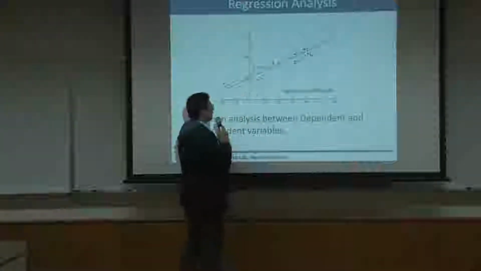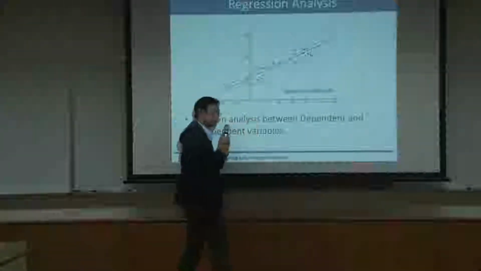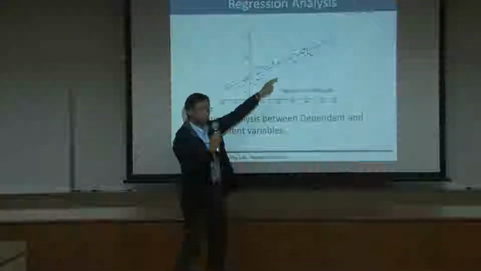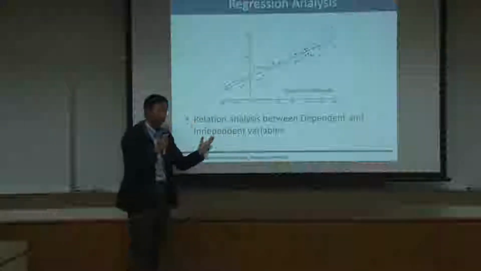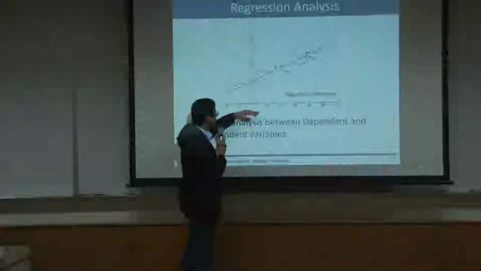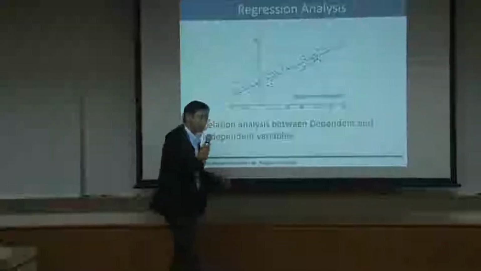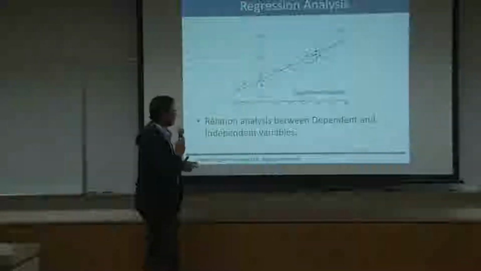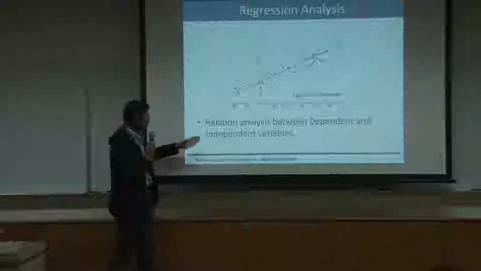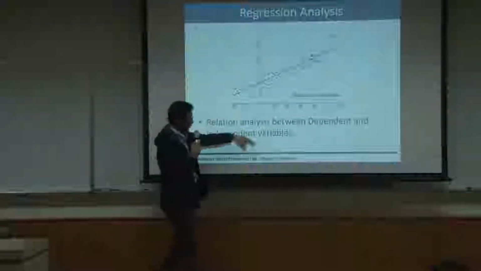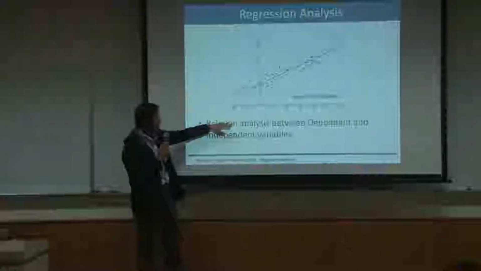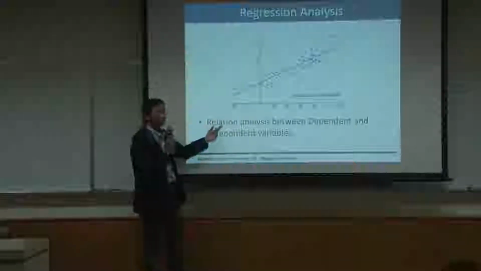You can also easily see the line or trend based on this distribution. And this red line represents your expectation about how these independent and dependent variables are associated. And that is the basic idea of regression. So in other words, relation analysis between dependent and independent variables. So this can also be regarded as an analysis of data.